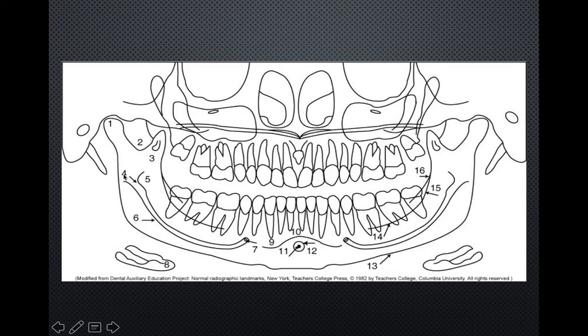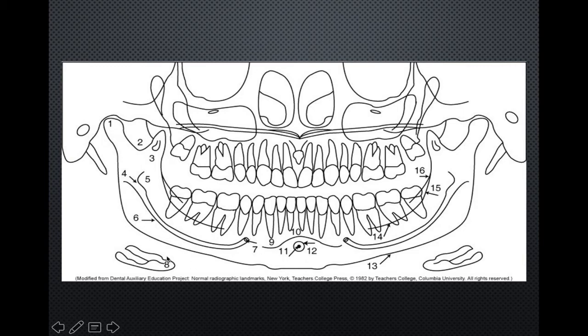Number 4, again, radiolucent. This is going to be our mandibular foramen connected to number 6, which is our mandibular canal, radiolucent. Number 5, going back, this is our lingula, so it's just that little bony projection there on the mandible. Number 7 is our mental foramen. So here's our mental foramen, that radiolucency that is not pathosis.